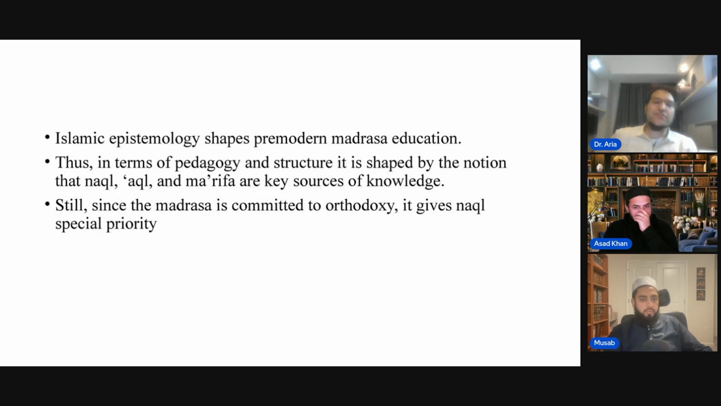Islamic epistemology shapes pre-modern madrasa education. So pre-modern madrasas are structured around the notion that naql, aql, and ma'rifa are all key sources of knowledge, although since the madrasa is an orthodox institution, it gives naql a special focus.